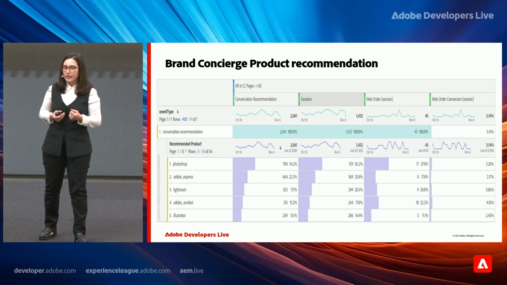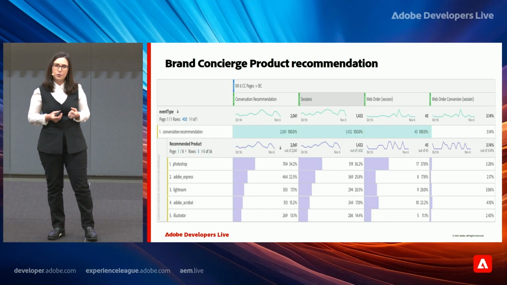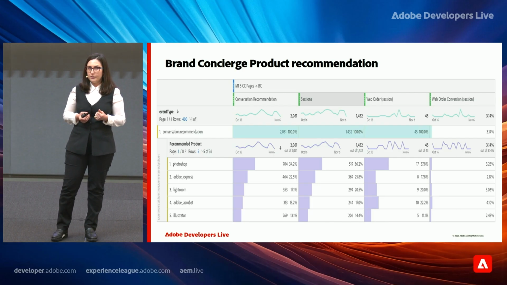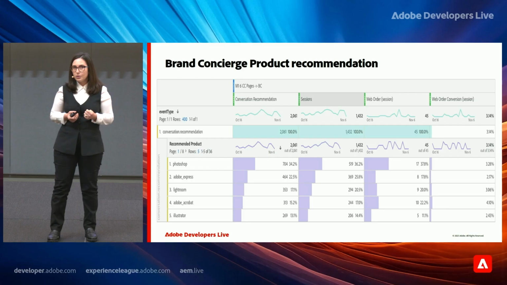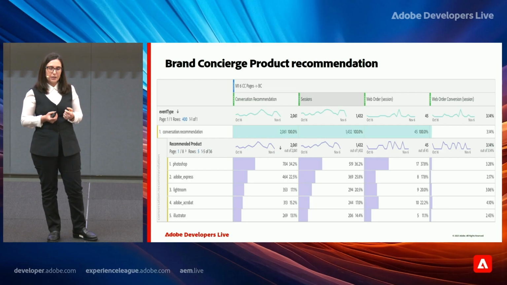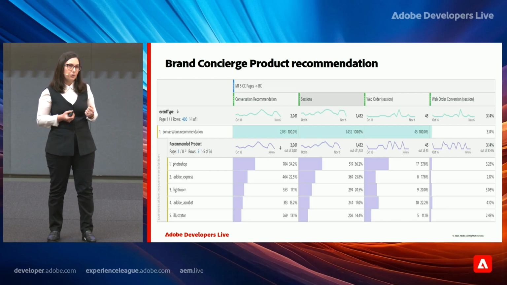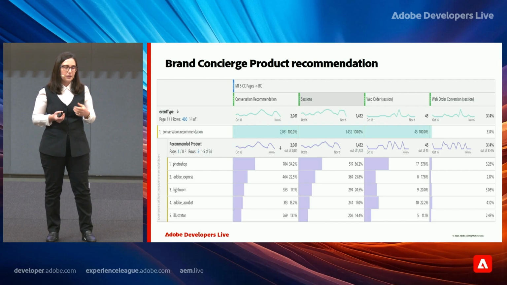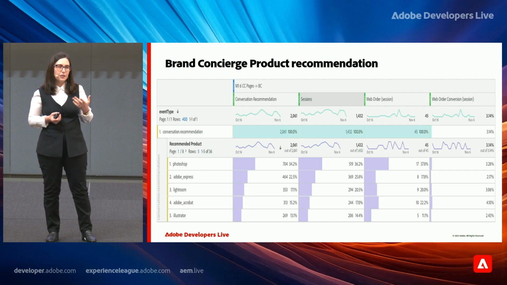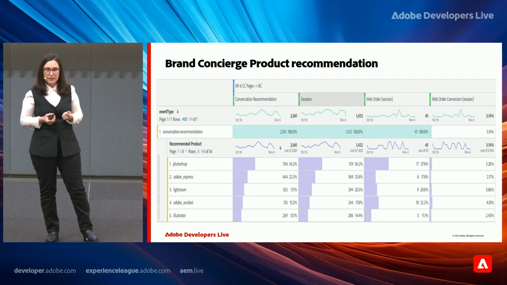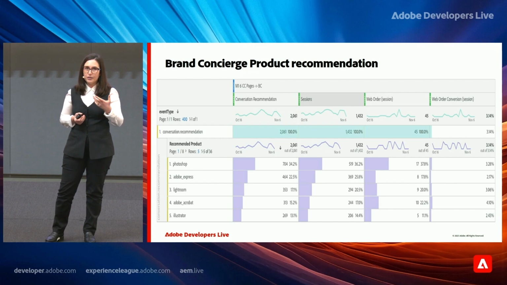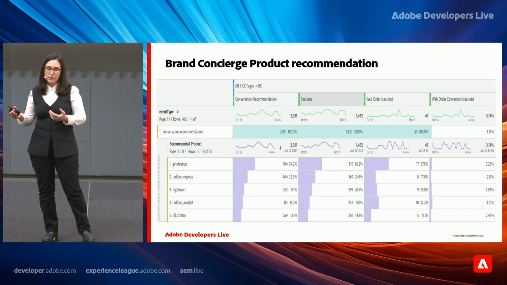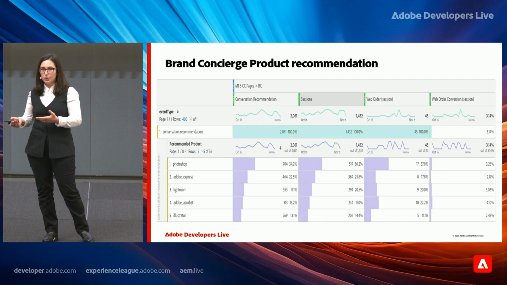Sentiment analysis and intent detection are just a few of the capabilities that we have seen. Lastly, I want to talk about how conversational experience can lead to product recommendations. Here we can see different recommended products, how many products were recommended in a conversation, and how many of those recommendations led to purchases.